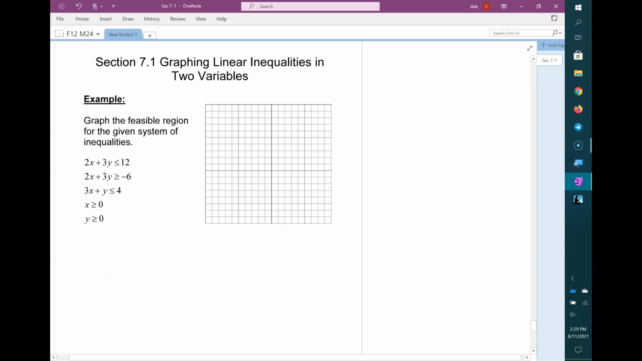Okay, so we have graph the feasible region for the given system of inequalities. And I'm going to make a separate video for this one because it's fairly complex and I don't want to rush it. So one more video.